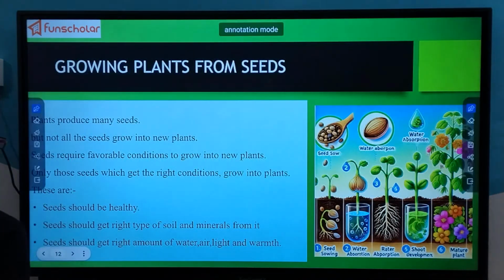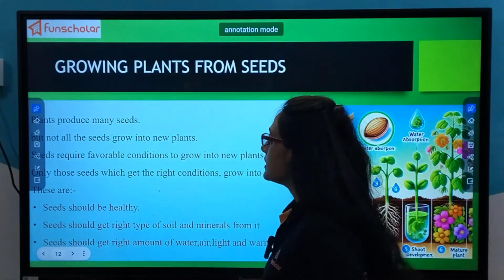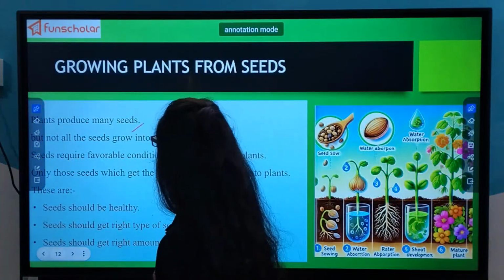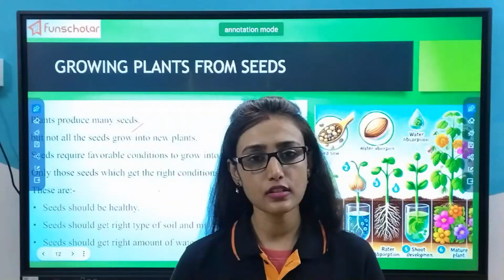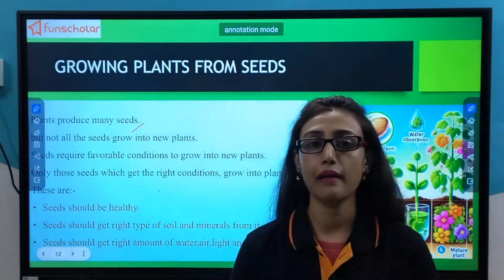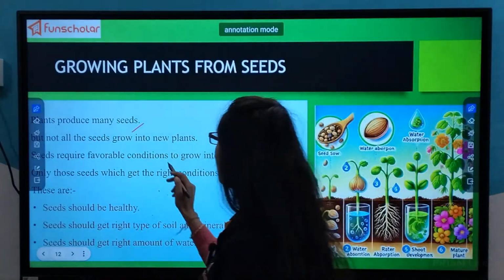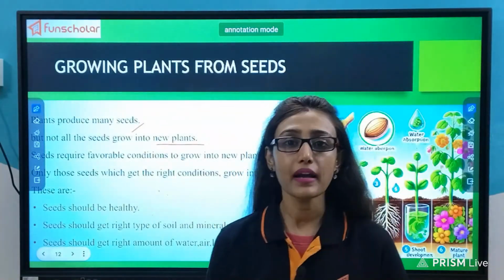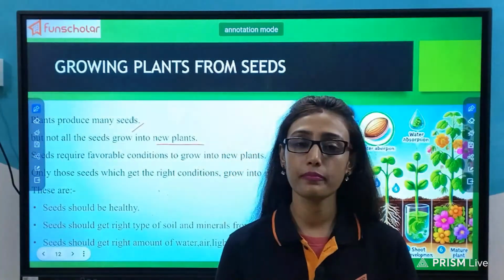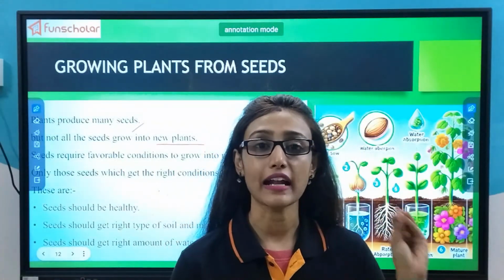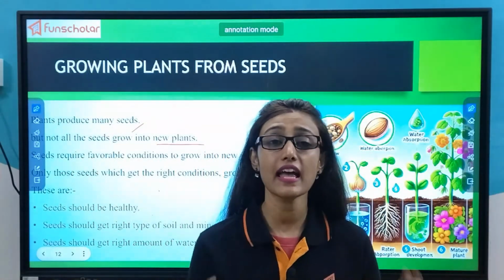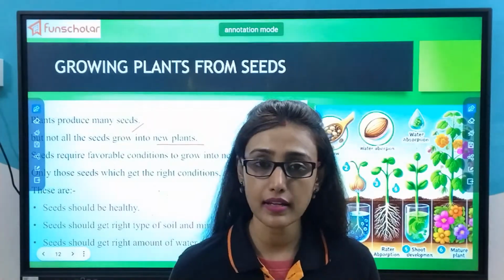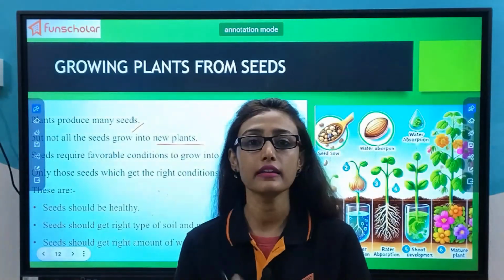Growing plants from seeds. First, let us read. Plants produce many seeds. Do they? Yes, they do produce many seeds. But do all the seeds grow into a plant? No, ma'am, not all seeds grow into a plant. Okay, why? Why does every seed not grow into a plant? Because for the growth of a plant, you have to satisfy some conditions. If those conditions are not met, the seed won't grow into a new plant.